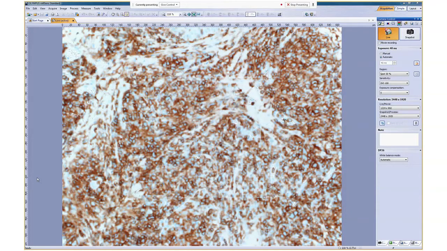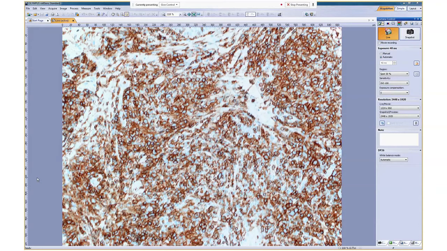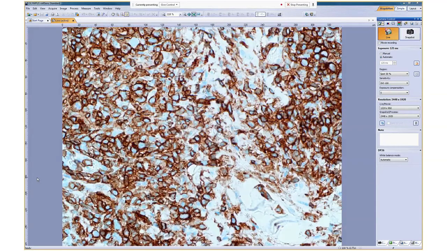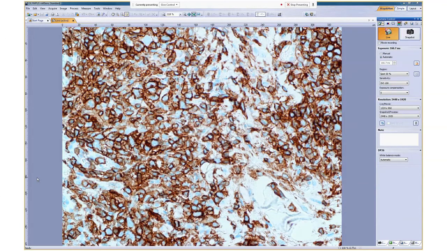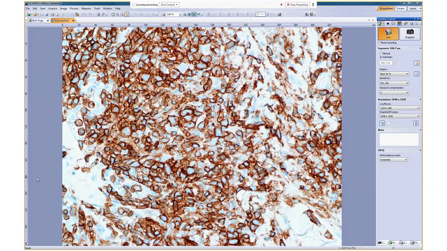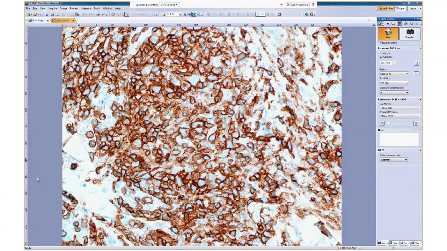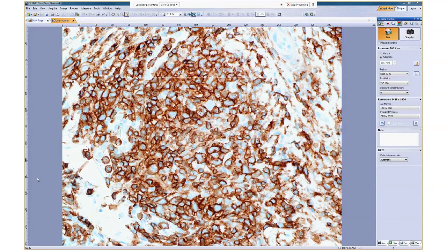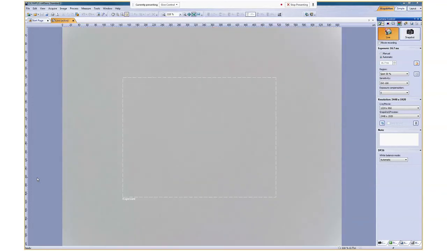But the bright brown staining should correspond to your lymphocytes, and when you go in on high power, hopefully you can appreciate that the smaller lymphocytes as well as the intermediate and larger sized lymphocytes are picking up with the CD4 stain, and the fluffier lighter brown staining in the background corresponds to histiocytes. Okay, so this is our CD4. Now let's compare that to the CD8 stain.